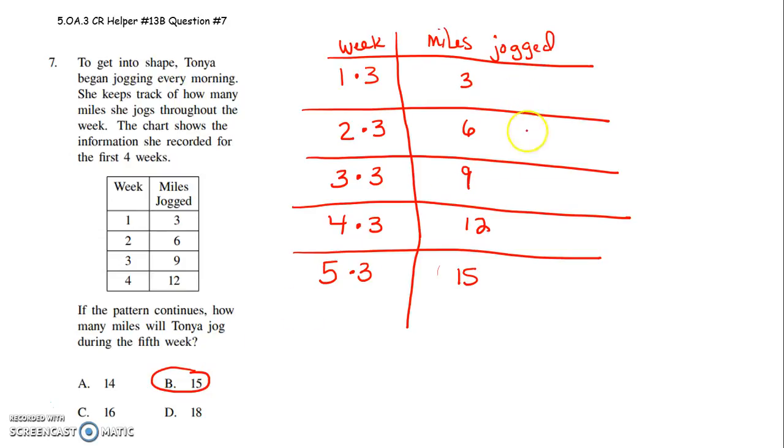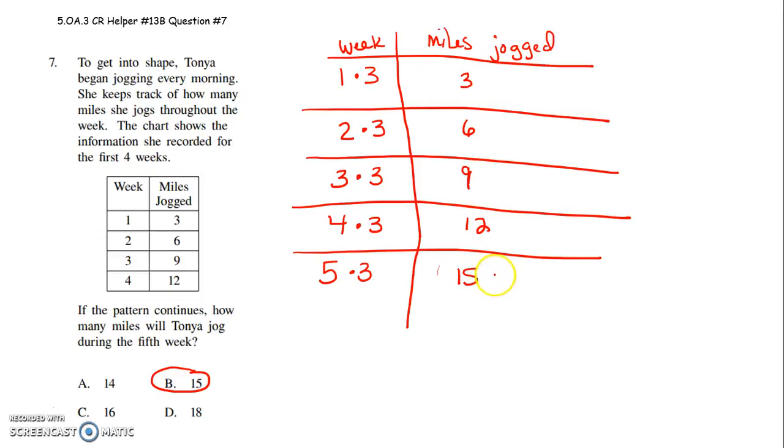Some of you may have looked down the table for a connection, and you can do that only because it goes in order. 1, 2, 3, 4, 5. So here you could go down the table. 3 plus 3 is 6. 6 plus 3 is 9. 9 plus 3 is 12. 12 plus 3 is 15.